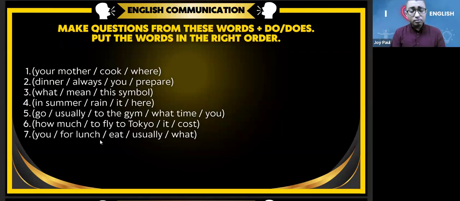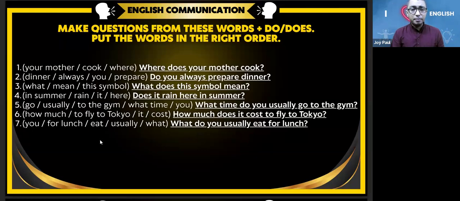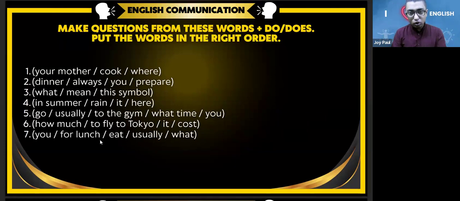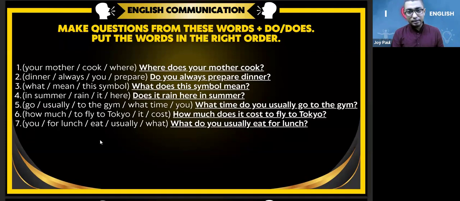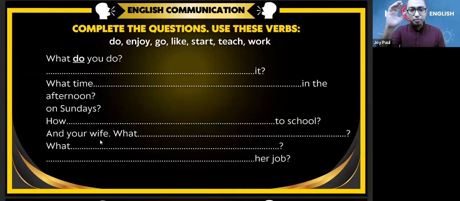Practice it. I've given the answer on the next page. Great. So this is for your practice. Pause here and write down in your copy. If it is wrong or right, you can make the correction on the next page. Clear? This is also given. Now, next practice. Here, a few words are given: do, enjoy, go, like, start, teach, work.